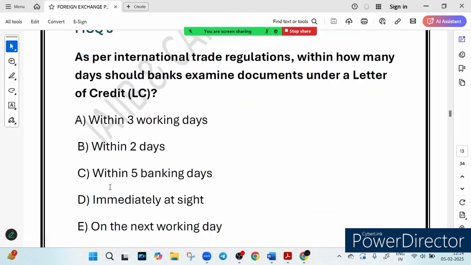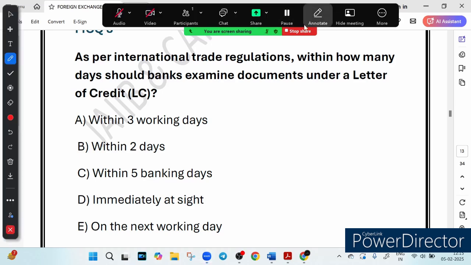That is question number 3. So let's see what the question is. The question says, as per international trade regulation, within how many days should a bank examine documents under a letter of credit? Option A says within 3 working days. Not correct, because according to the international trade rule, the time frame for a bank to examine LC documents is not 3 working days. Option B says 2 days. Not correct. Option C says 5 banking days. Correct. According to UCP 600, Uniform Customs and Practice 600, which governs international trade practice, a bank must examine the documents under a letter of credit within 5 banking days.